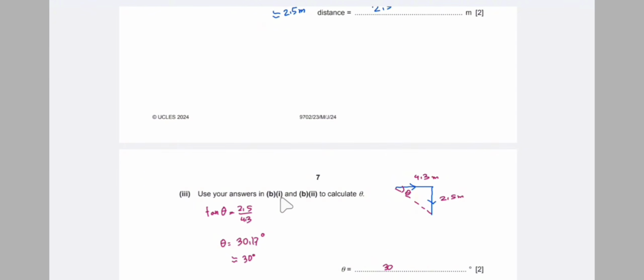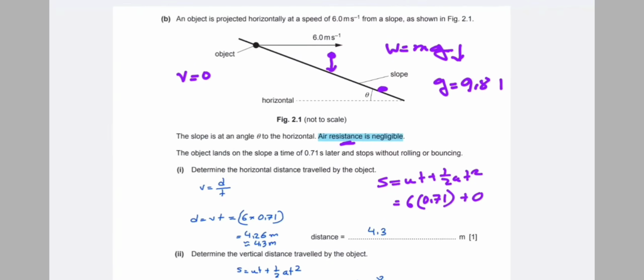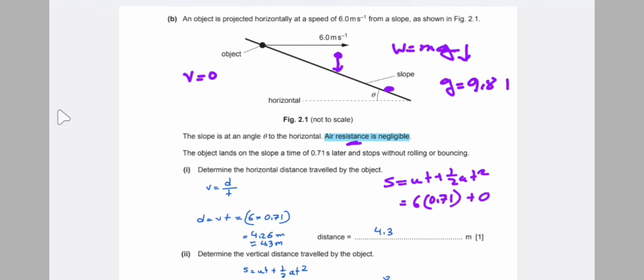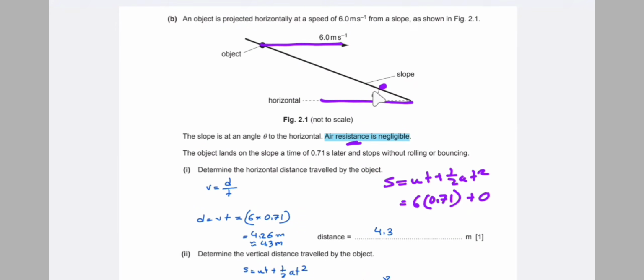Use your answers from B1 and B2 to calculate theta. So what is the value of theta? Theta is this given angle. So we need to find this value of theta. Let's suppose the object moves from this point to this point, and what is the value of theta? Since this side is horizontal to this side, if this angle is theta, then this angle is also theta. And what is the horizontal distance and the vertical distance traveled by the object?